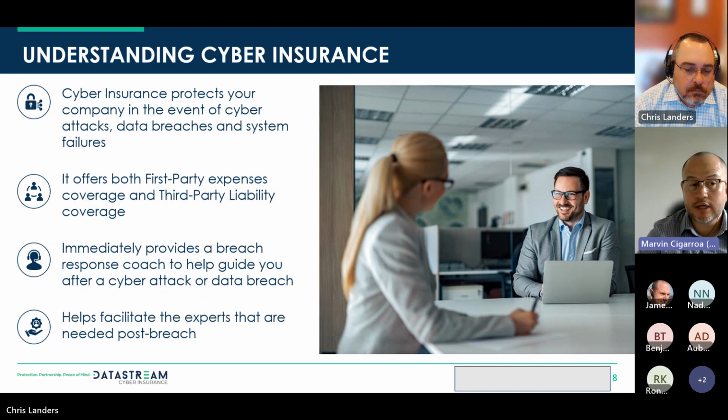Your first party expenses are everything else. Everything else that comes out of your pocket in the event of a cyber claim.